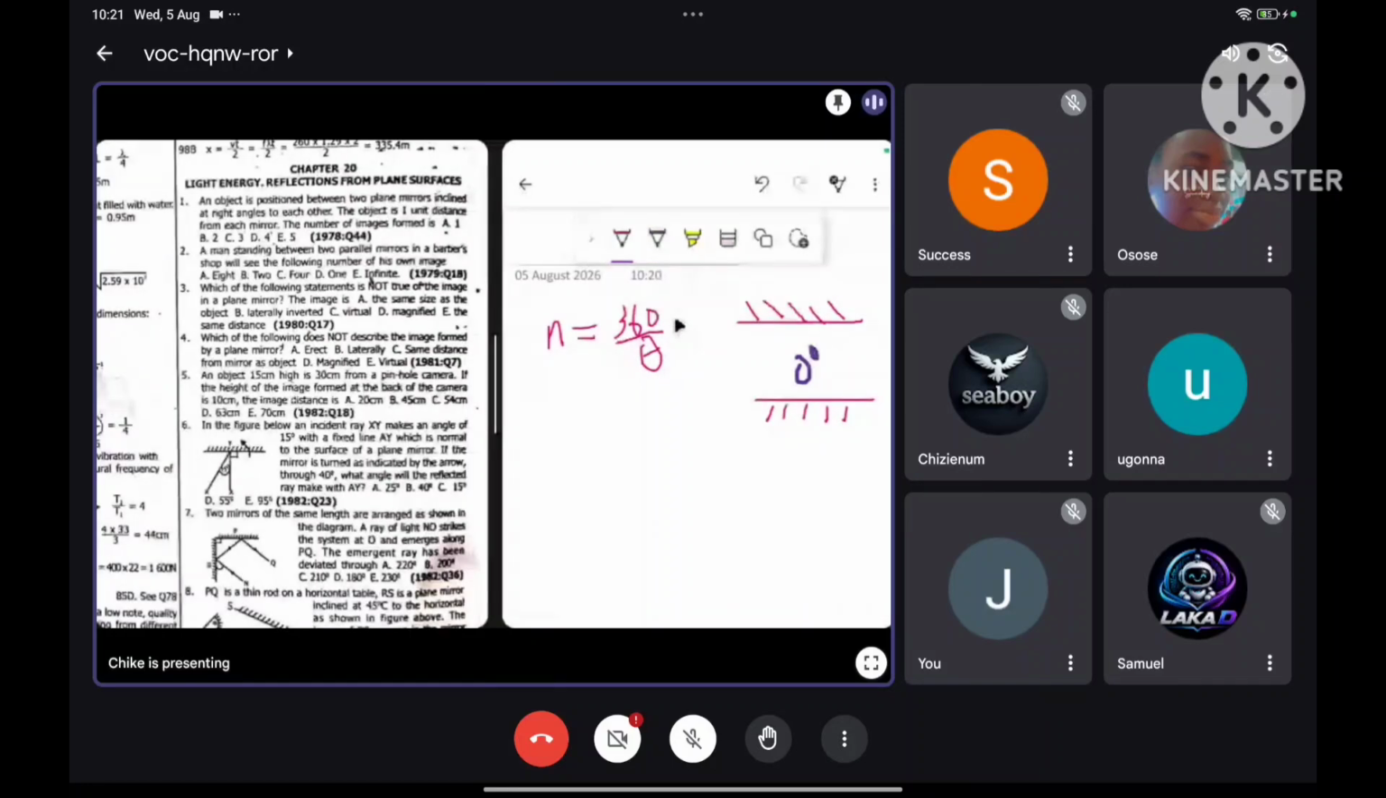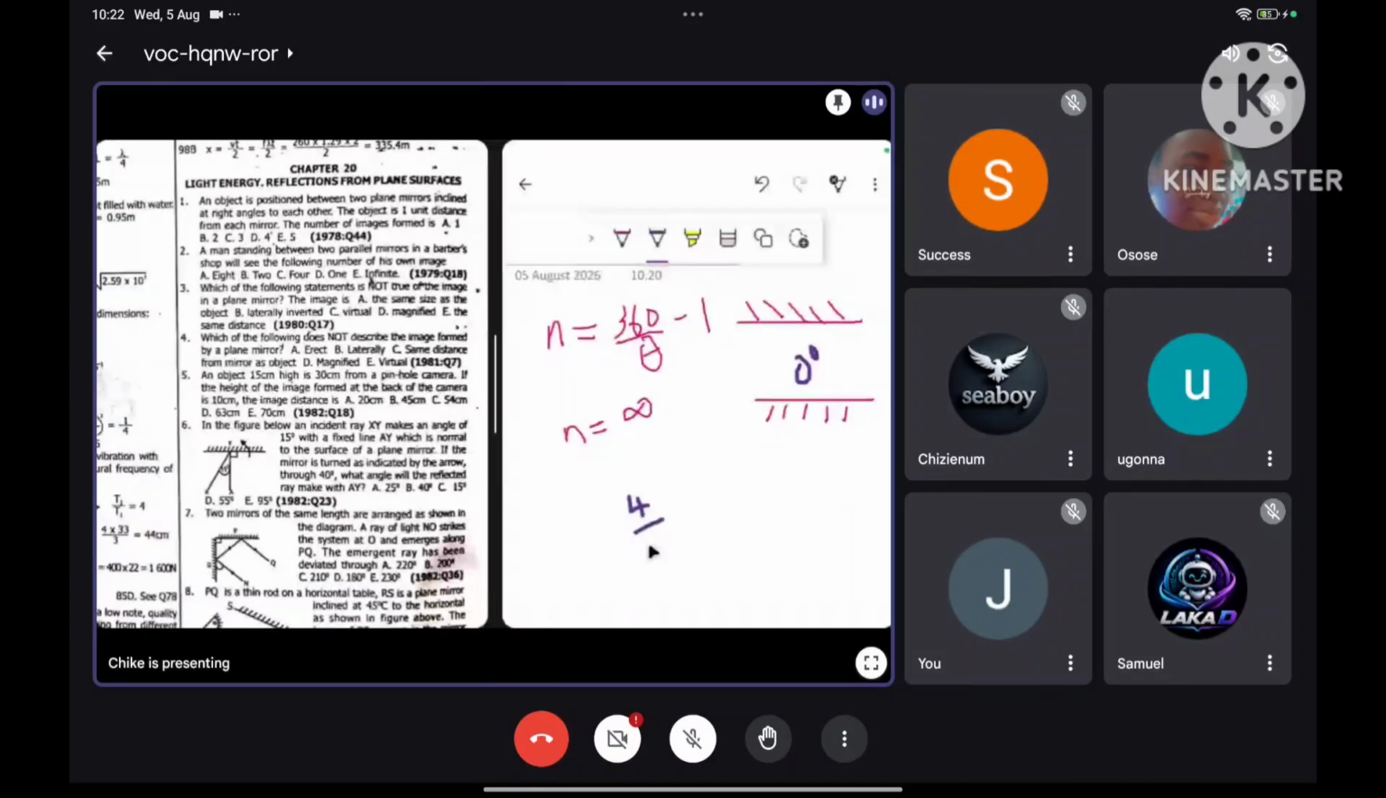So the formula is 360 over theta, minus 1. Since the angle here is 0, when you divide by 0, what will you have? When you divide a number by 0, your calculator will give you a math error. But what's the actual value? The actual value is infinity. When you divide by 0, you have infinity.